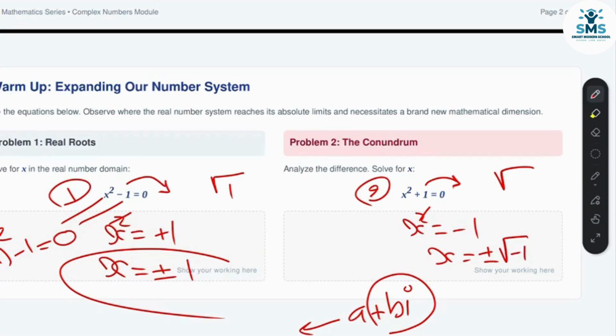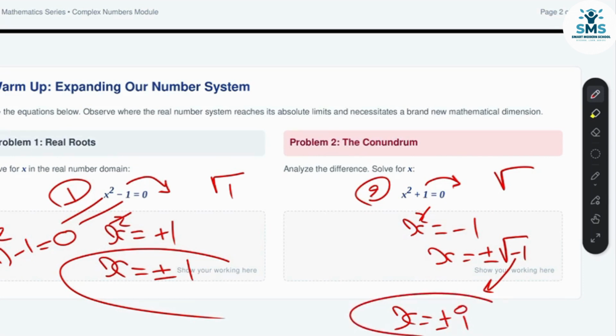It's unacceptable to see a negative under the square root for real numbers. So that's why let's imagine this is a number. According to this word, let's imagine, that's why it's called an imaginary number. So let's name this new number using the first letter of the word imaginary, which is i. So the solution of this equation will be positive and negative i.